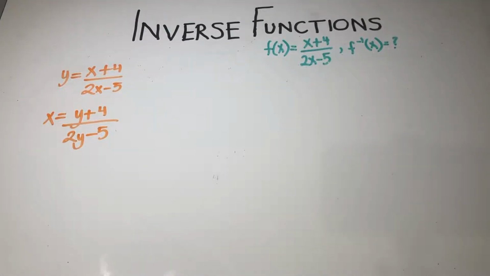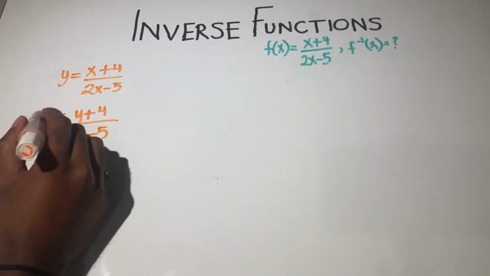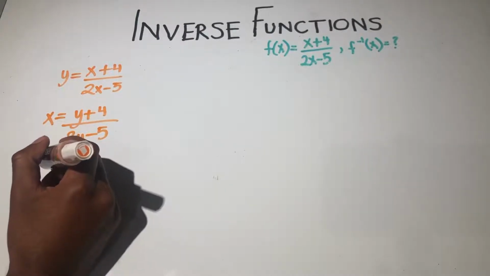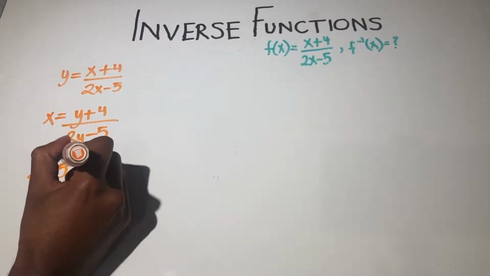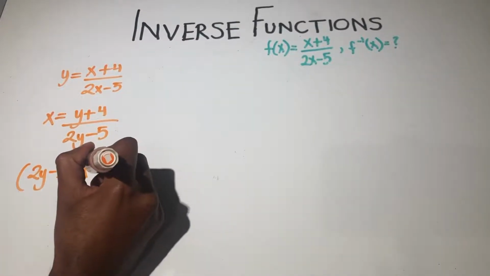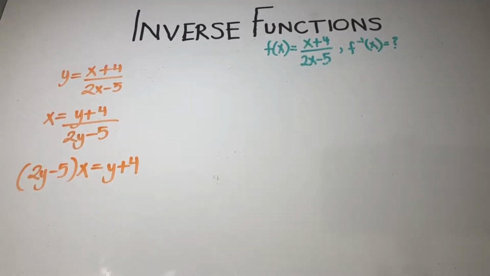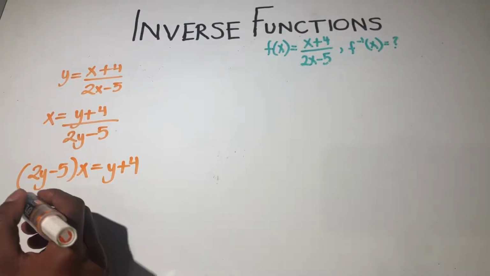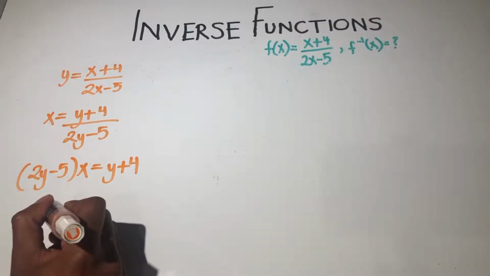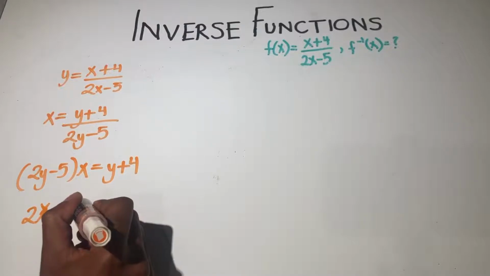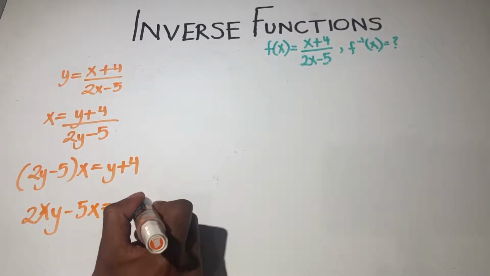And then I want to get rid of this denominator here so that we can solve for y. We're going to end up with 2y minus 5 times x, and that's going to equal y plus 4. And if we use the distributive property here, we're going to end up with 2xy minus 5x equals y plus 4.